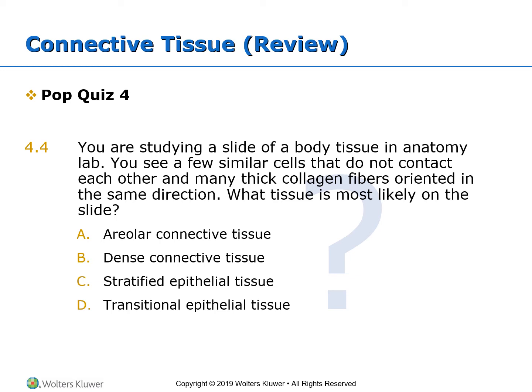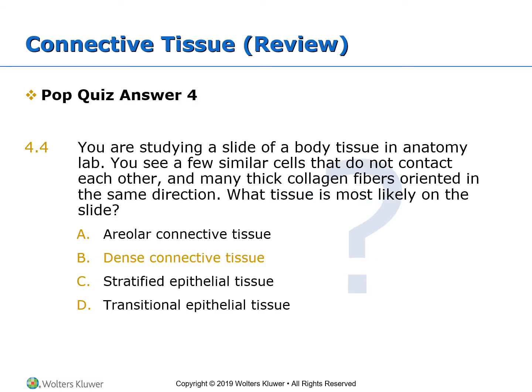Question number 4. You are studying a slide of a body tissue in anatomy lab, and you see a few similar cells that do not contact each other and many thick collagen fibers oriented in the same direction. What tissue is most likely on the slide? The options are areolar connective tissue, dense connective tissue, stratified epithelial tissue, and transitional epithelial tissue. The answer is dense connective tissue.